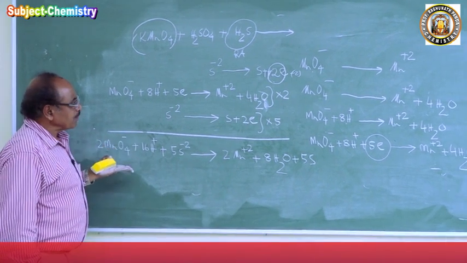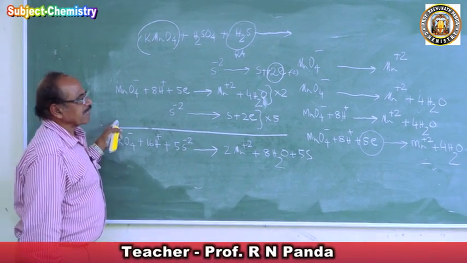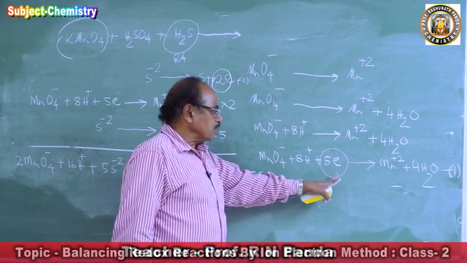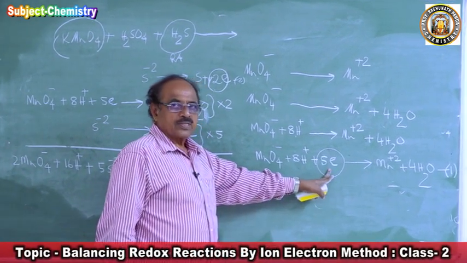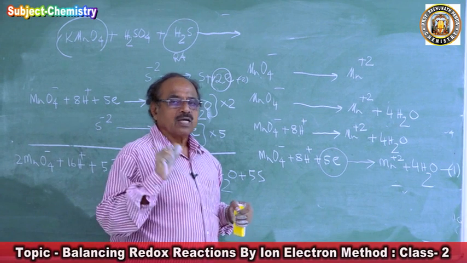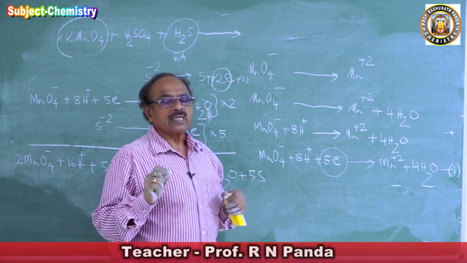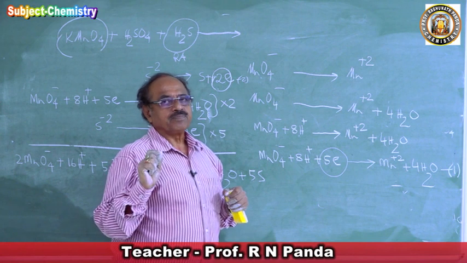Then what will help us? Now potassium permanganate is an oxidizing agent. And how many electrons are involved? 5 electrons. So the equivalent mass of potassium permanganate will be equal to the molecular mass divided by 5.